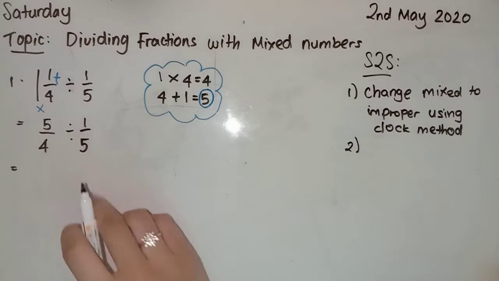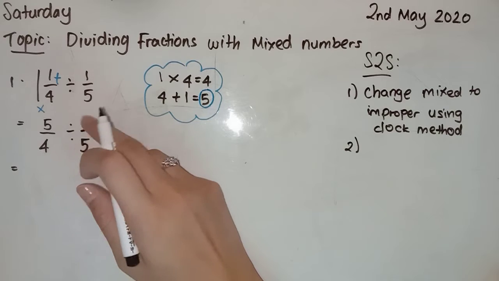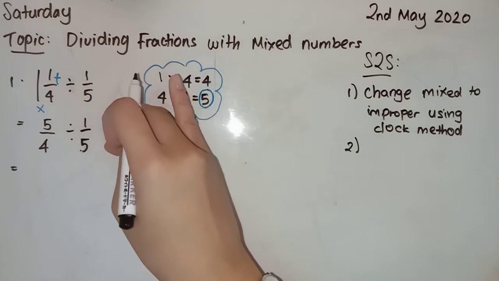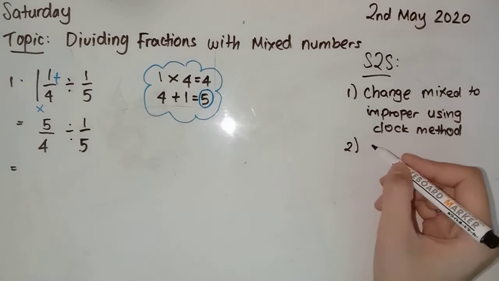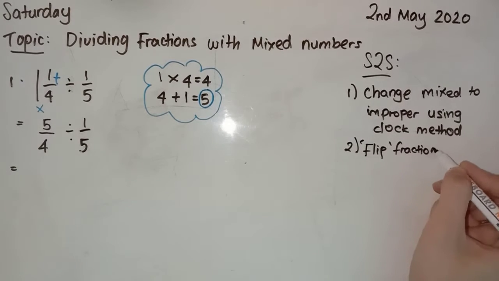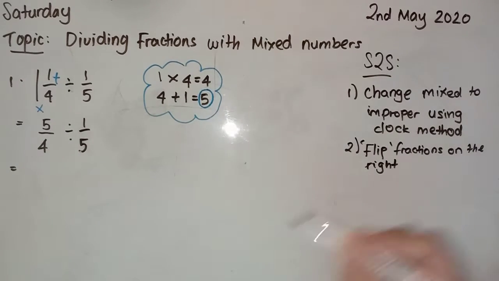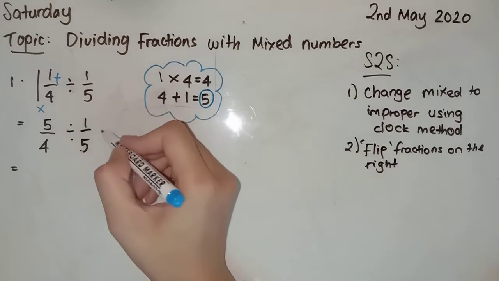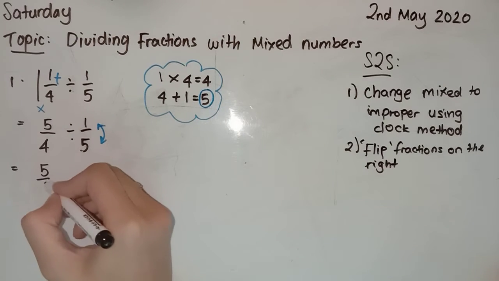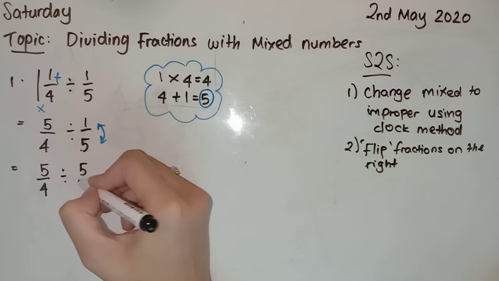Okay, coba lagi. 1/5. Dividing proper fractions. Same as to S. So what do you have to do first? You look at the fractions on the right. Then you flip. Okay? So flip fractions on the right. This one. Flip. So this one stays. So this becomes 5/4 divided by, yang di bawah ke atas, yang di atas ke bawah, 5/1.